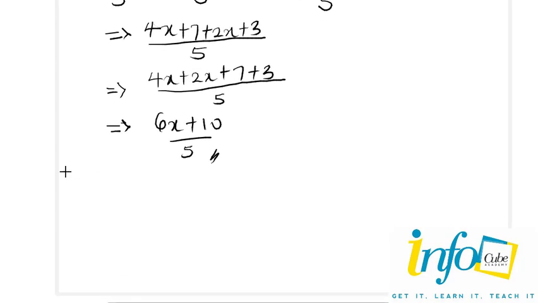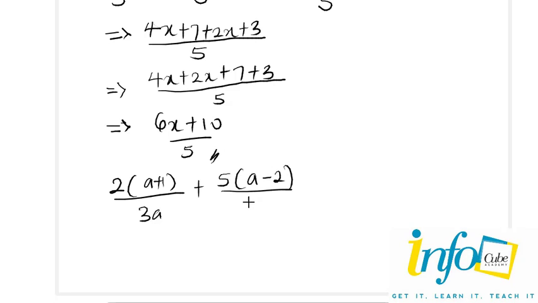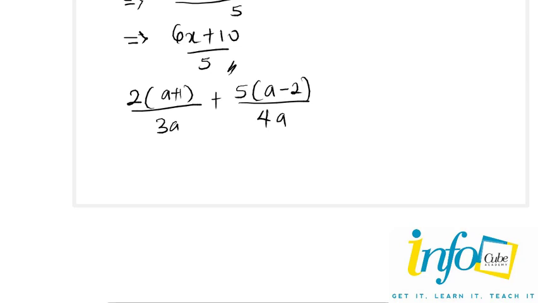Now let's solve another question. You have 2a plus 1 all over 3a plus 5 into a minus 2 over 4a. You may decide to open these brackets first before solving, or you may decide to go ahead to find the LCM. So let's use that. The LCM of 3a and 4a will give you 12a. 12a divided by 3a will give you 4, and 4 times 2 is 8. Then you have this inside, plus 12a divided by 4a will give you 3, and 3 times 5 will give you 15. You still have a minus 2.